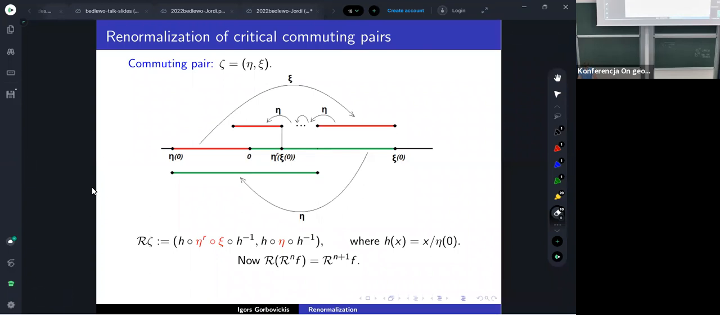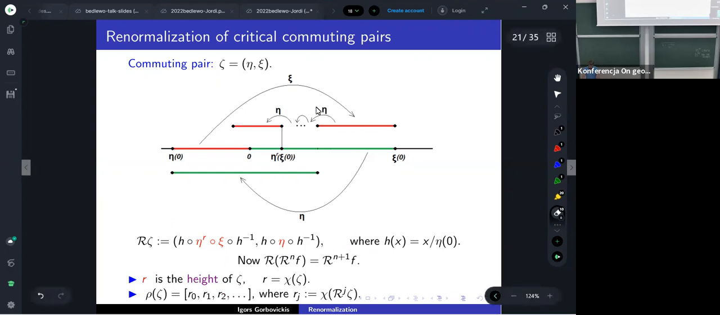And in particular, this is an easy way also to look at the rotation number of a critical commuting pair. So the number of times I need to apply eta in this sequence, if it's equal to R, is called the height of the pair. Then we can compute the height of the renormalization, then the height of the next renormalization, and so on. So we get a sequence of heights, and the sequence of heights will be the rotation number of the critical commuting pair. Well, the corresponding continued fraction that consists of these heights.